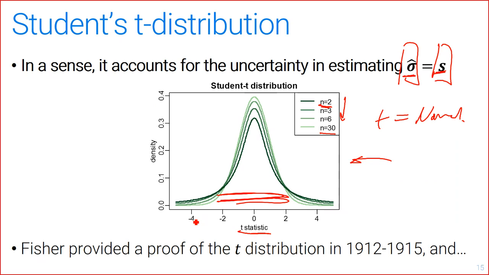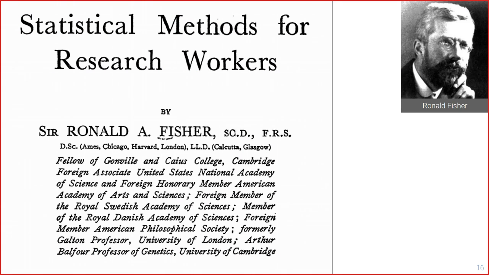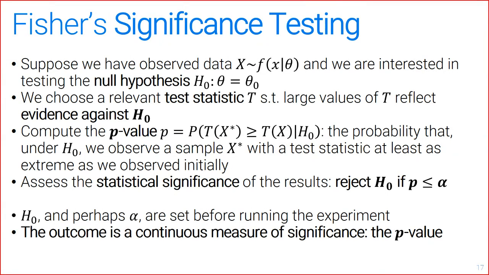There was a guy called Ronald Fisher who then started working on this, and he actually provided the proof of the t-distribution very early, you see 1912, 1915, and he actually wrote this book about statistical methods. This was kind of a huge thing back in the day, and he proposed a certain methodology or certain philosophy for testing the significance of data. And what he proposed was the following.